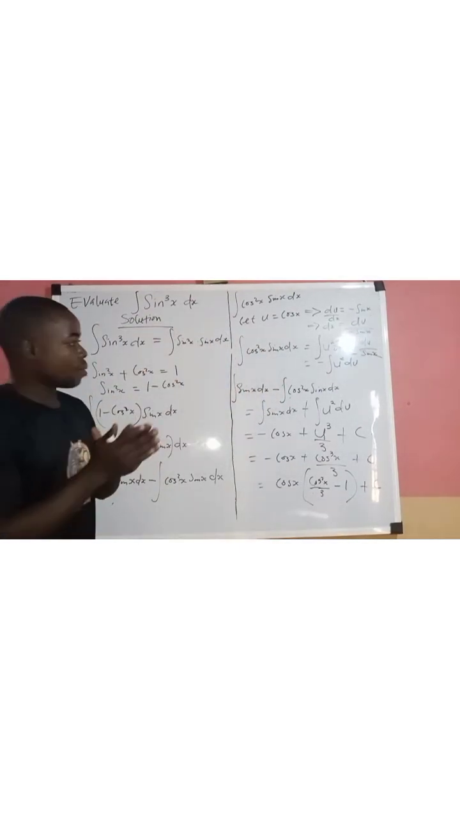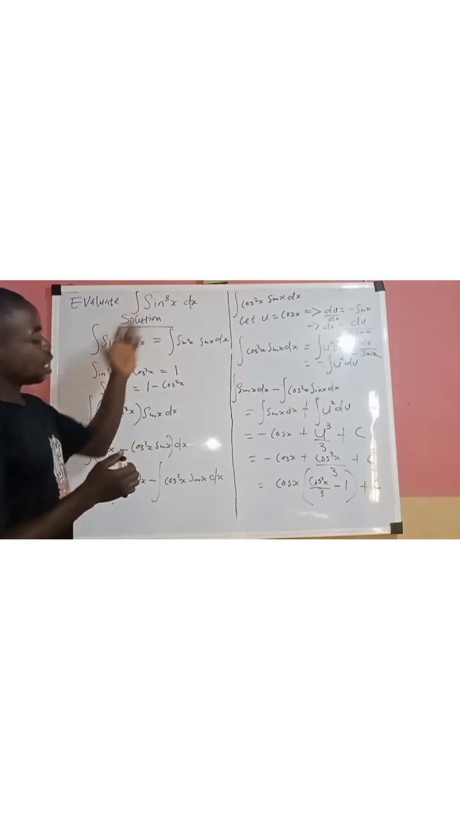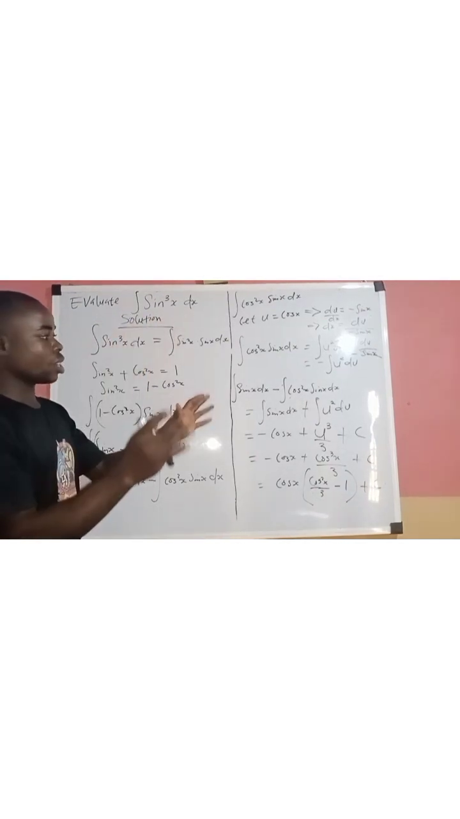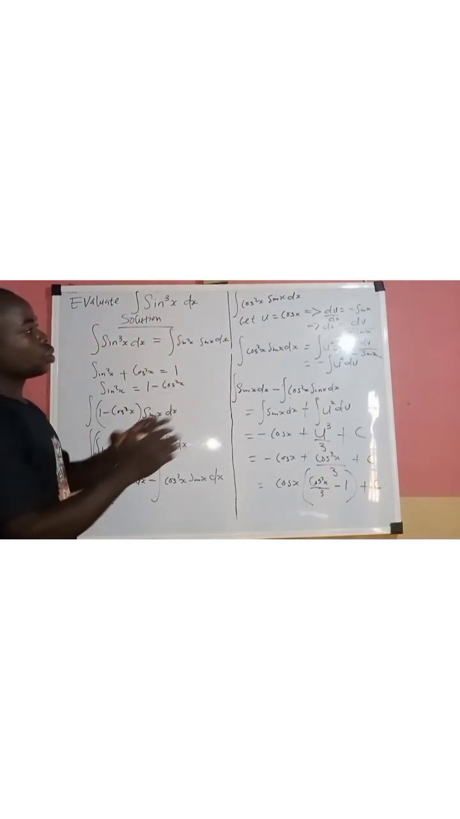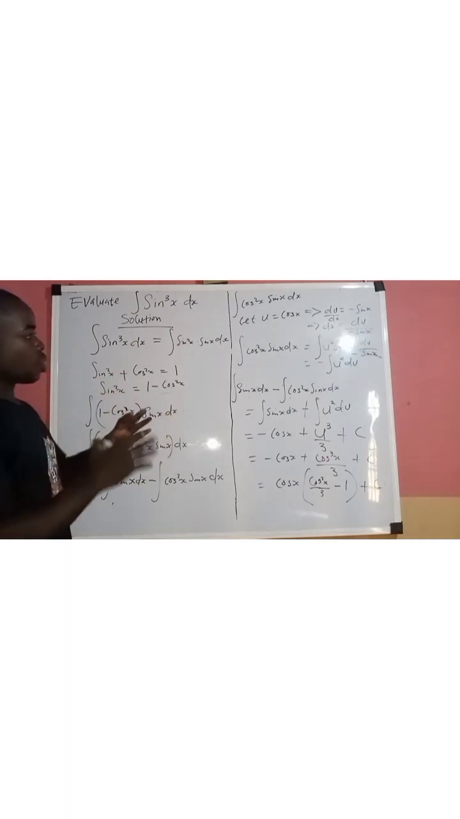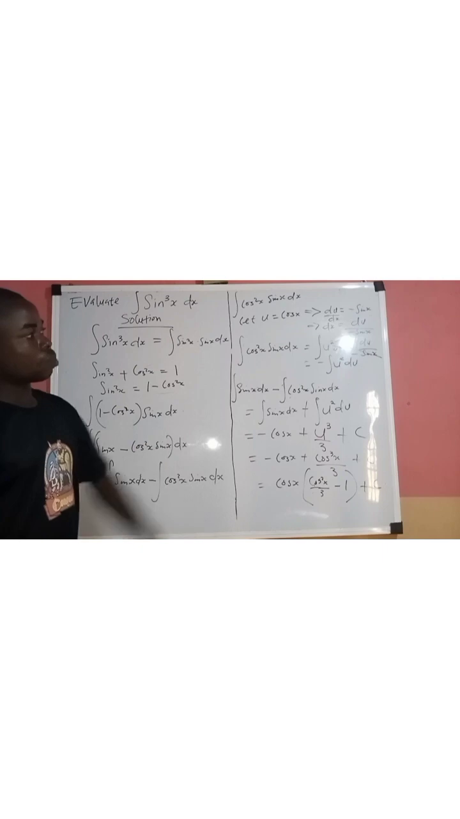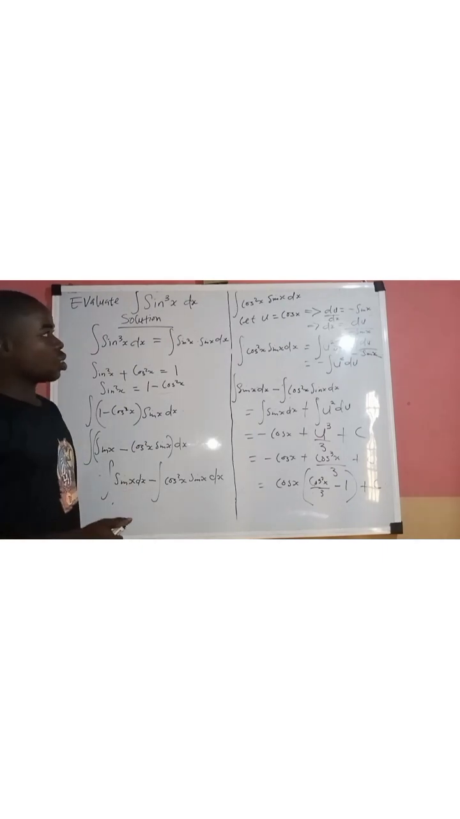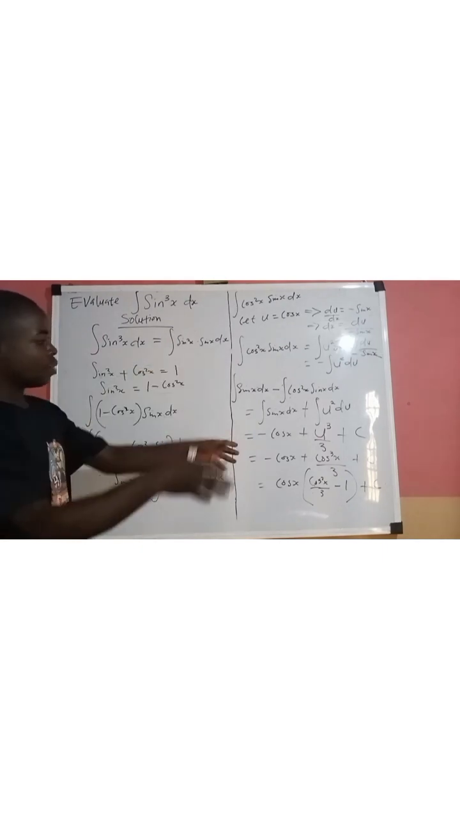And I guess you have followed the solution from the beginning to the end. You can see it is just pretty simple. You just need to be able to remember the trigonometric identities, and once you're able to remember them, you can always substitute and then carry out your integration. So I'm going to be leaving it here.